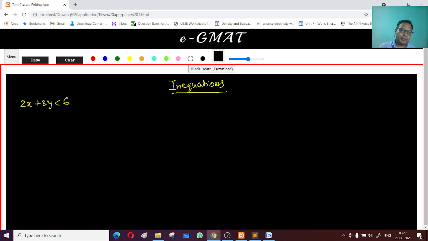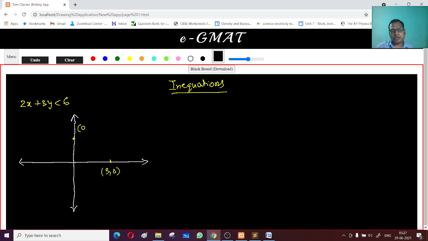So let's see. Let me plot it. It is better if we do it graphically, because it gets more recorded in our mind. We know that this particular point was 3 comma 0, and this point was 0 comma 2, and we were able to draw the line passing through these. This is my x-axis and this is my y-axis.